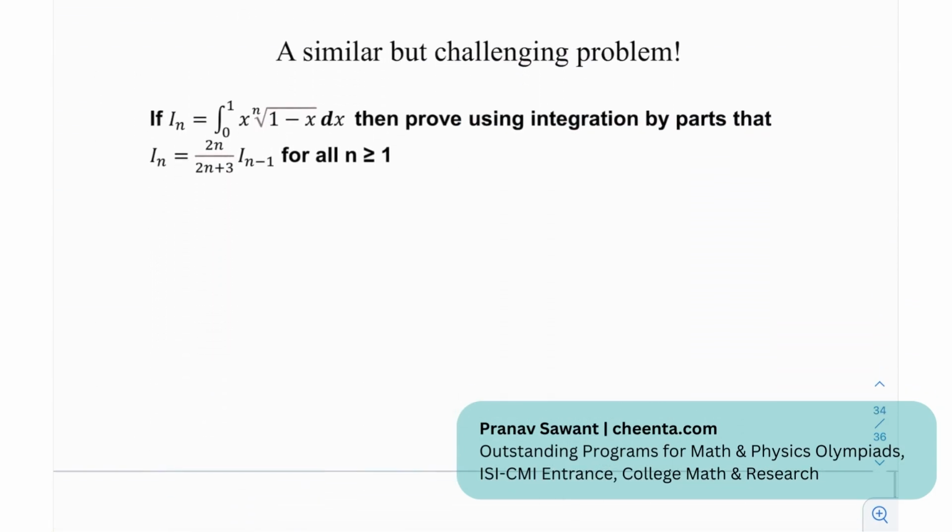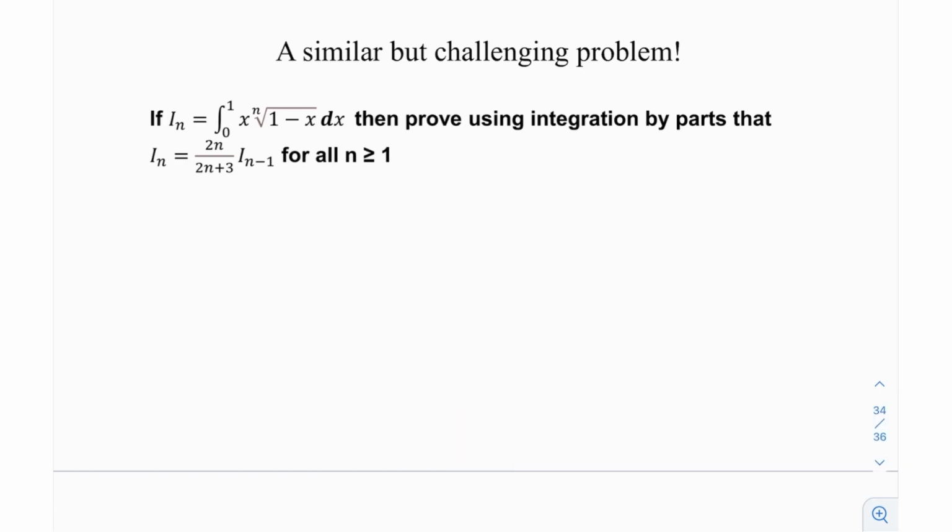So at the end, we have a similar but challenging problem. This is a little bit of a challenge problem because it involves recursions as well. So if I_n, the integral, is defined in this manner, then prove using integration by parts that I_n actually satisfies this recursive relation for all n greater than or equal to 1. Again, you need to use integration by parts. Try this out and let me know if you're able to solve it in the comment section.